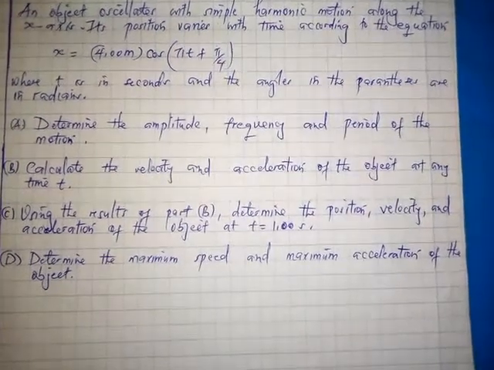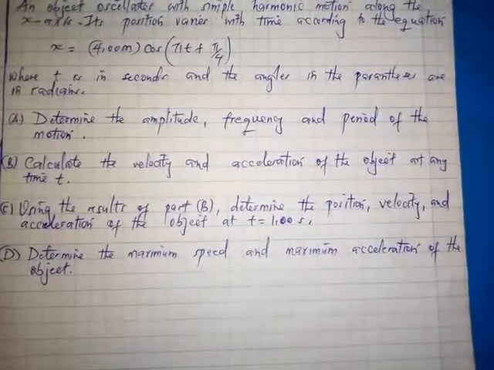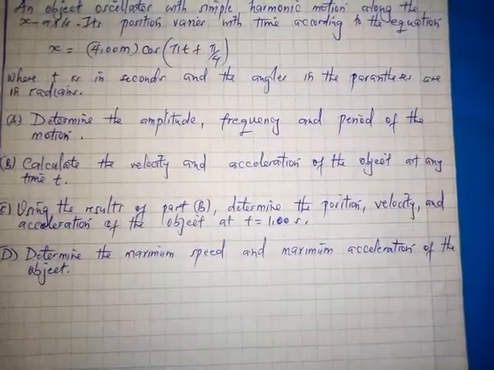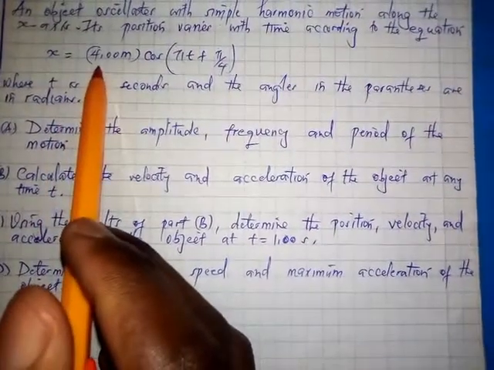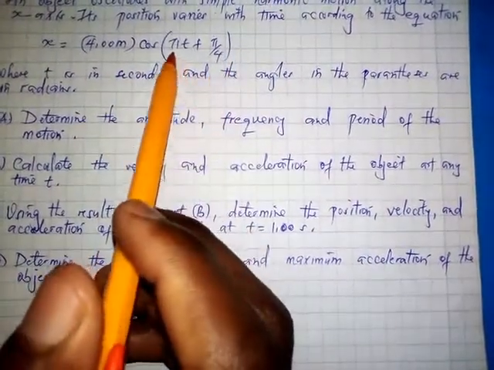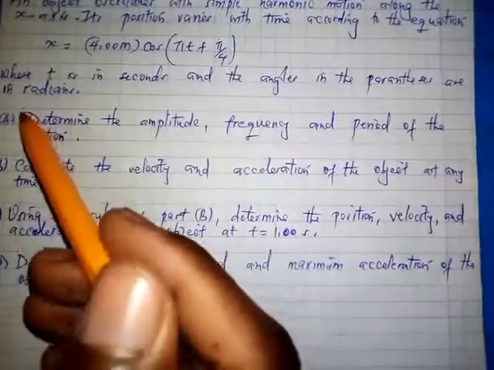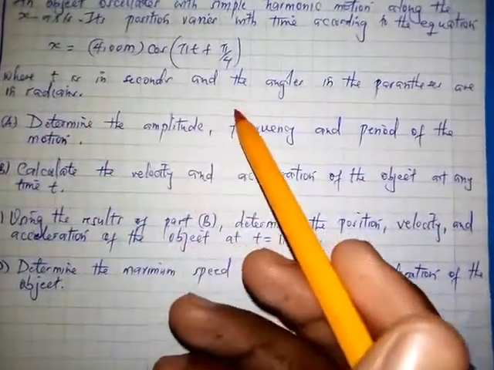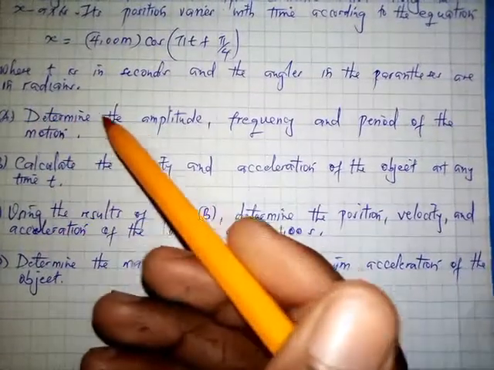An object oscillates with simple harmonic motion along the x-axis. Its position varies with time according to the equation x = 4.00 m × cos(πt + π/4), where t is in seconds and the angles in the parentheses are in radians.